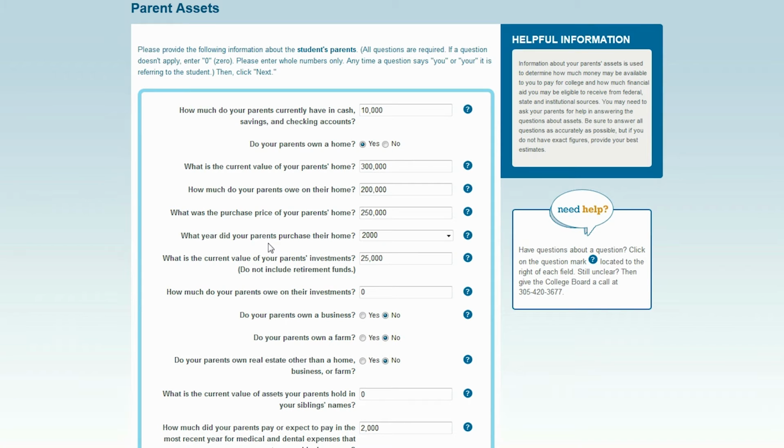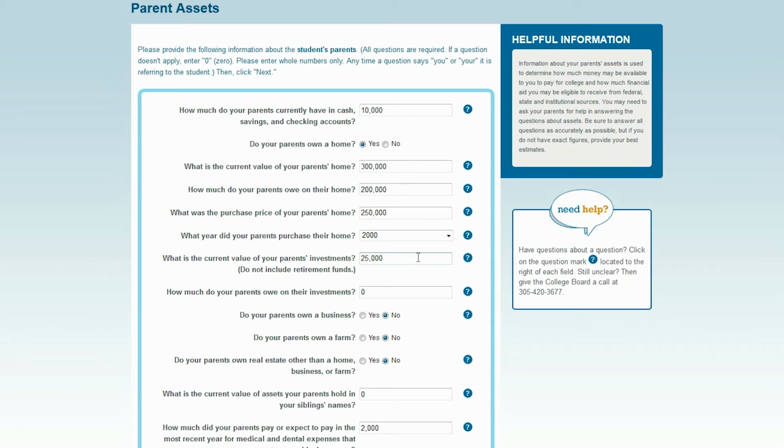Okay, now we're on to the parent assets page. This is where you want to be careful and realize that the estimate that's going to be produced is only going to be as accurate as the information you provide. So please make sure that if you have cash, savings, checking account, you put that money in here. If you have investments, you do not include retirement funds. If you're not sure what to include, click on the question mark.